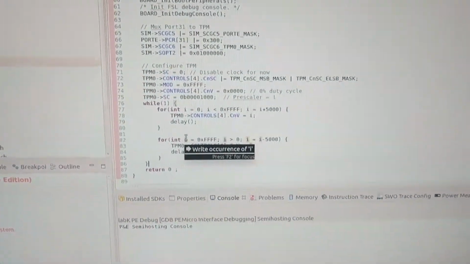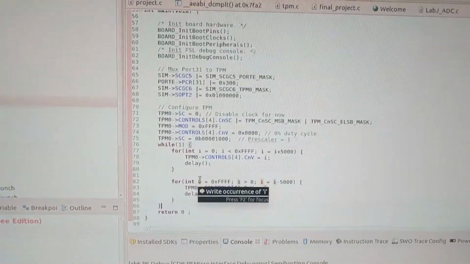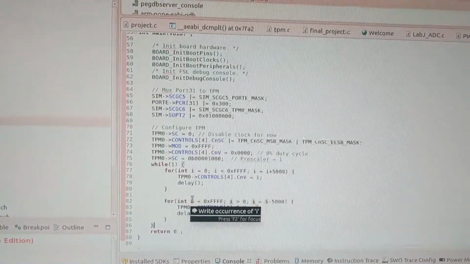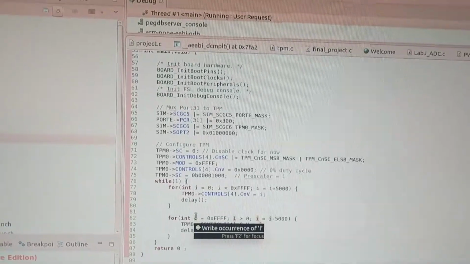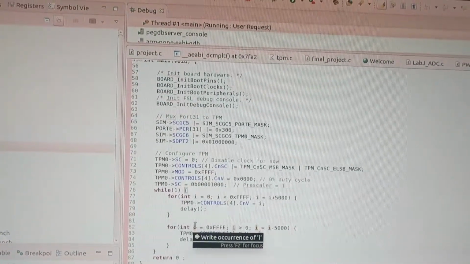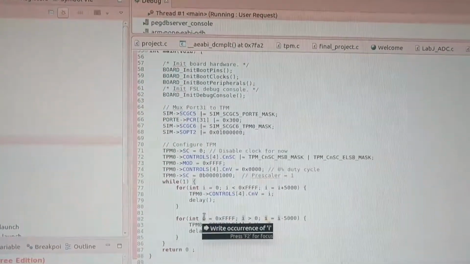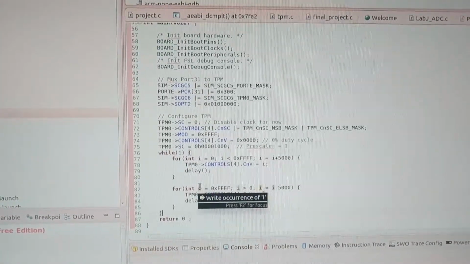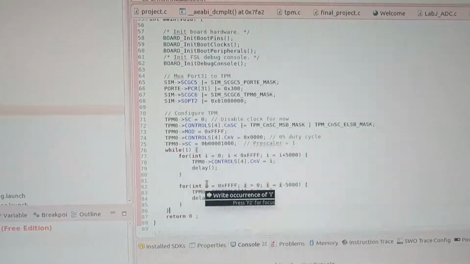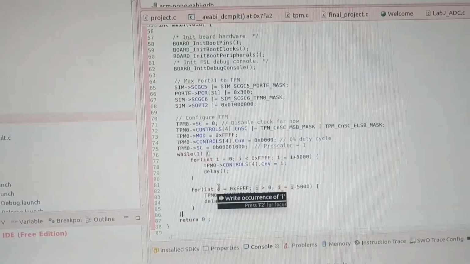From what I read inside the data sheet, the lowest and highest values for TPM are logic low and logic high, which is essentially 0 volts and 3.3 volts. But the effective value, let's say if you have a 10% duty cycle, would be 10% of 3.3 volts, and so forth.